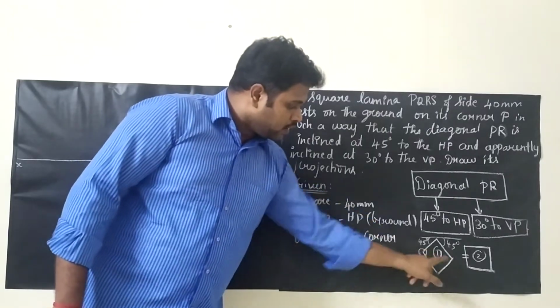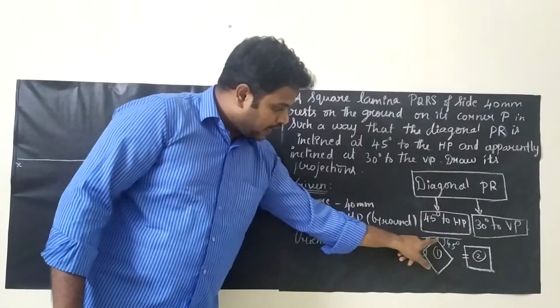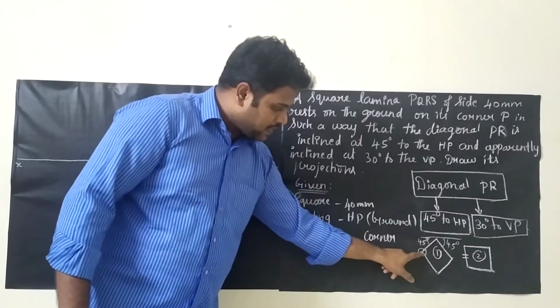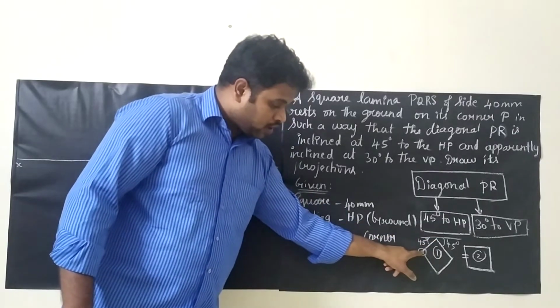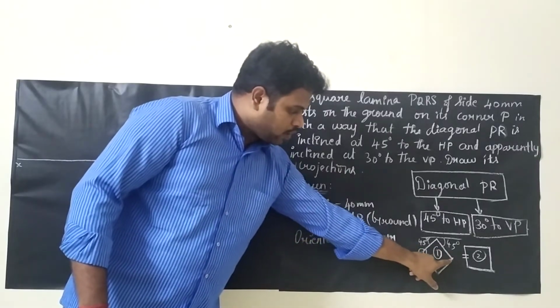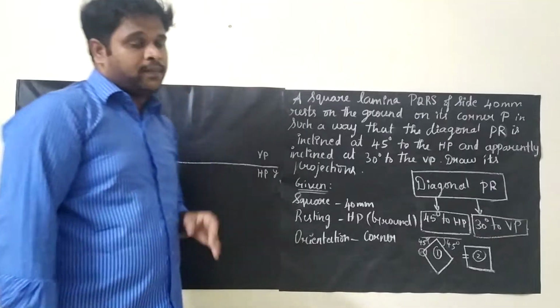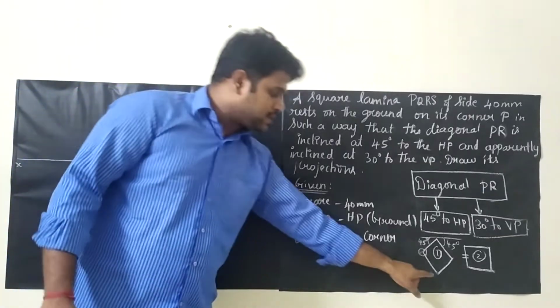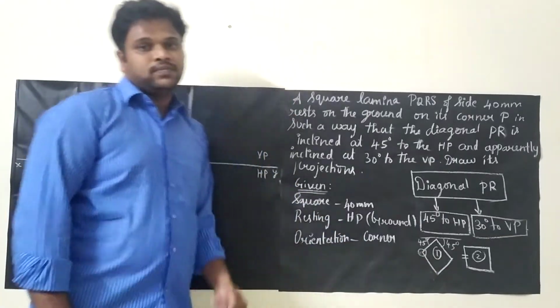And keep your protractor. That 90 degree means the line. This is the baseline. You will be keeping the protractor here and draw a 90 degree line. And this is your baseline. You will be keeping a protractor and draw a 90 degree line. So that for 40 mm, the length will be 40 mm. So that you can easily fix the another corner.